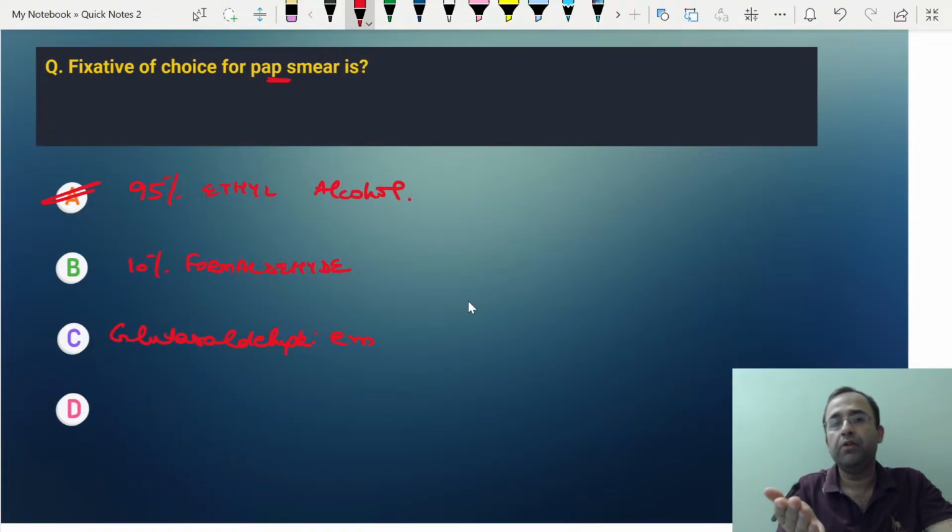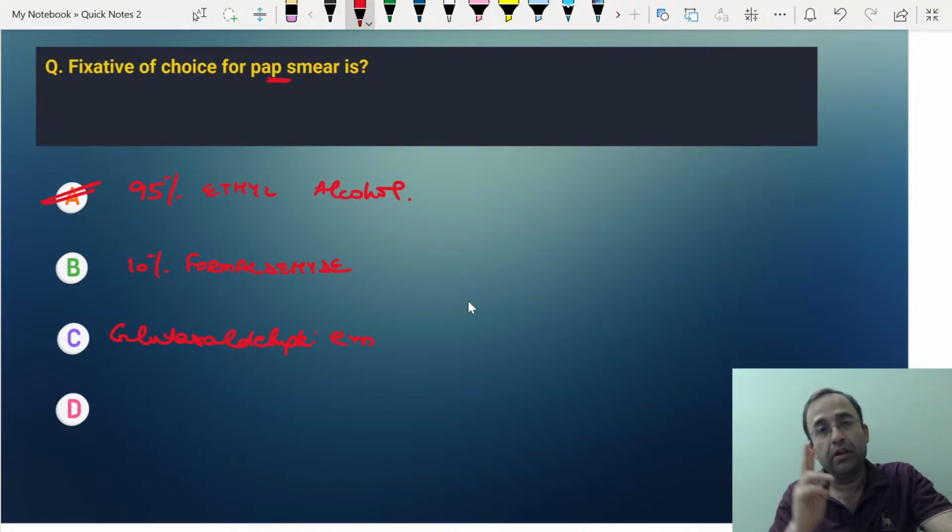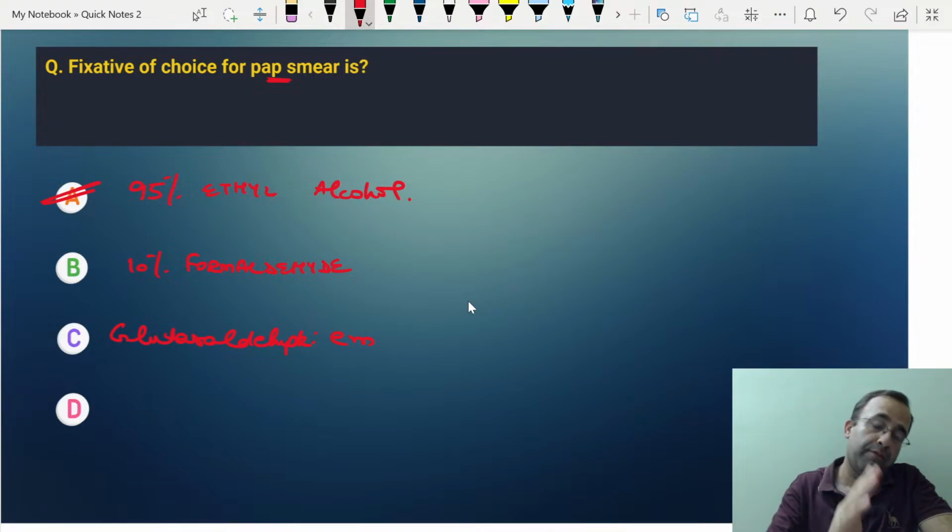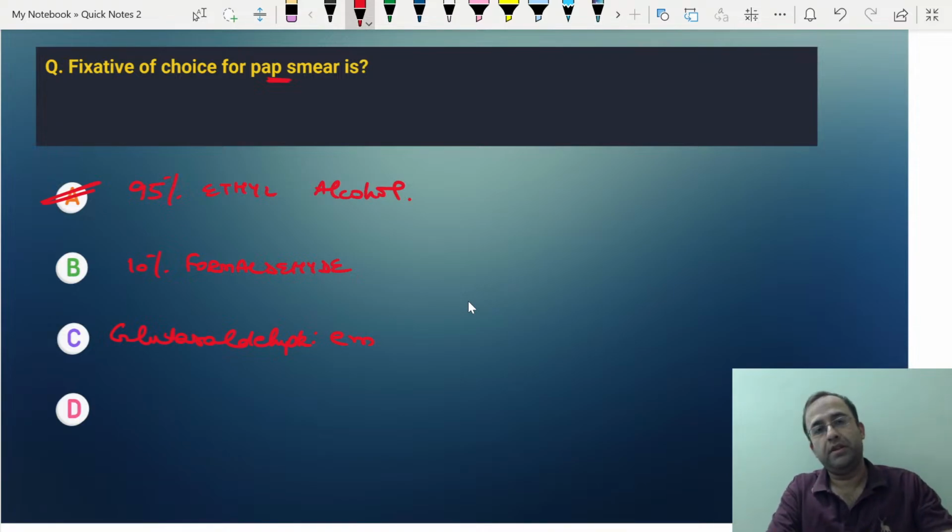A recent FMG PYQ was the cost effective method for screening cervical cancer: VIA, visual inspection with acetic acid. So similar topics are repeated in pathology, firstly. Secondly, the crash course, the 2-hour crash course, from which we had 12 to 13 questions of pathology.